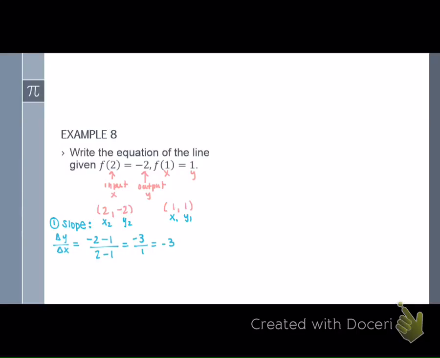Jenny? Can you just put it in a table? Sure. And then do the changes in the value? Completely fine, yeah. So after you do the slope, you have to choose a point. Which one of those points do you want to use? Two, negative two, or one, one?